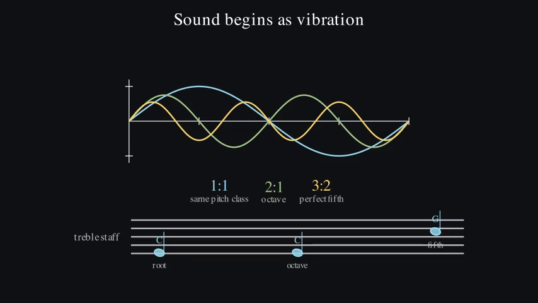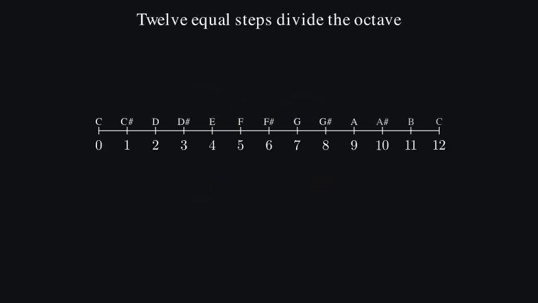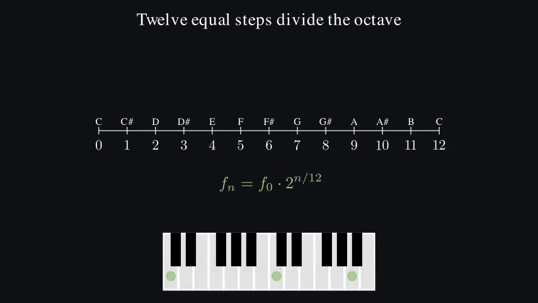Western equal temperament makes a compromise. The octave is divided into 12 equal steps, and each semitone multiplies frequency by the 12th root of 2. Mathematically, note n has frequency f0 times 2^(n/12). This gives us one keyboard grid that can transpose into every key. The trade-off is that many intervals are slightly adjusted away from pure acoustic ratios.